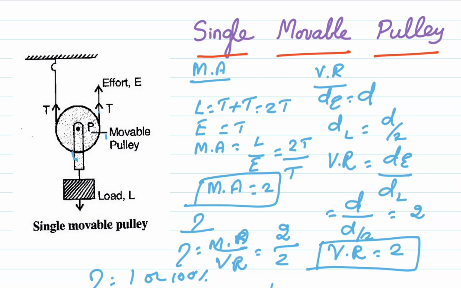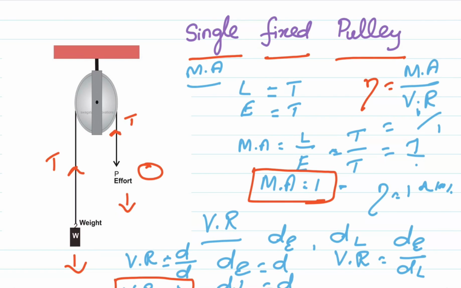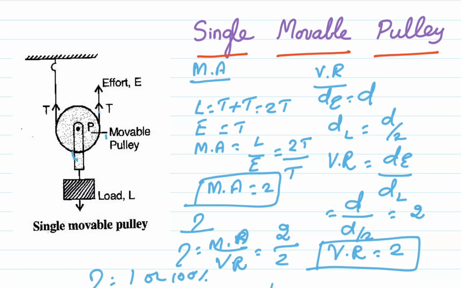If you compare the single fixed pulley and the mobile pulley: by using the single fixed pulley we are not obtaining any gain. There is no gain in speed, no gain in force. But you can apply the effort in the convenient direction, that is the downward direction. By using the single mobile pulley, the mechanical advantage is equal to 2, which means we are obtaining gain in force. But the disadvantage is that the effort is applied in the upward direction, which is inconvenient.